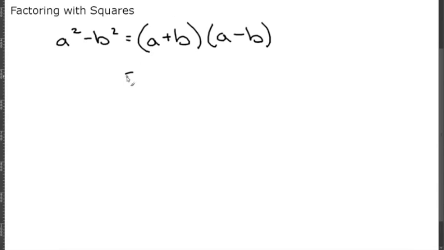Expanding that doing FOIL, our first term is a times a, which is a squared. Our outside term is a times a negative b, so that's minus ab. Our inside term is a positive ab, and our last term will be a negative b squared. You can see that the middle terms, a negative ab and a positive ab, will cancel each other out. That is how you get a squared plus a negative b squared, or a squared minus b squared.